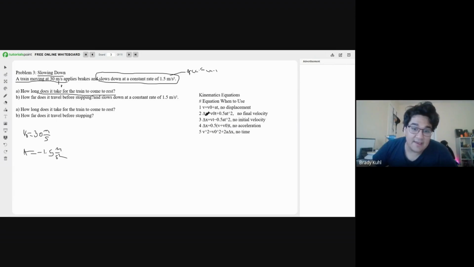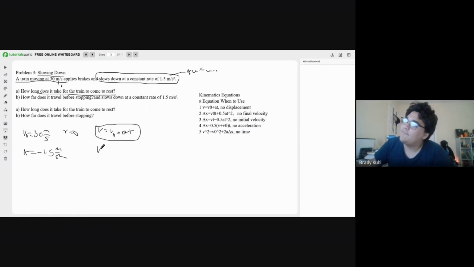yes, for heck of it, let's find a distance first. Actually, we can't because we still need a time. So first thing we're gonna do is use Formula 1: V equals VO plus AT. And we got this right there. Now we got VO, 30. Now we're trying to find a time when the V equals 0.